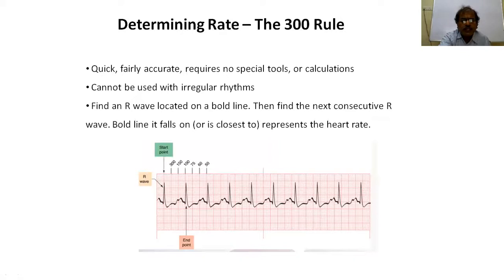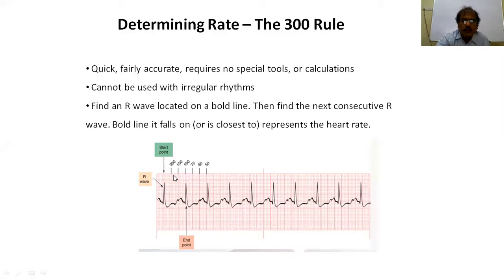Now you see 300 by 3. So how much is 100? Here 1, 2, 3. You see the start point is this and this is the end point. Here it is 100. So the heart rate is 100. So this method, the 300 rule, is very quick, fairly accurate, and requires no special tools or calculations.